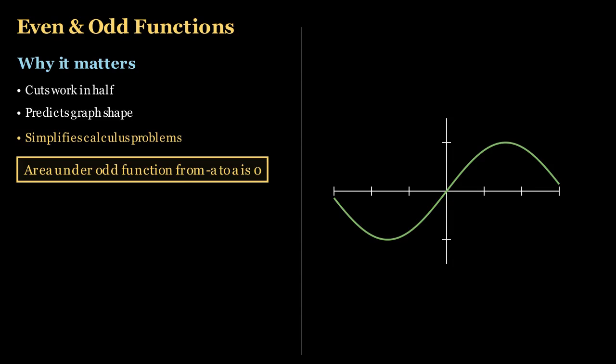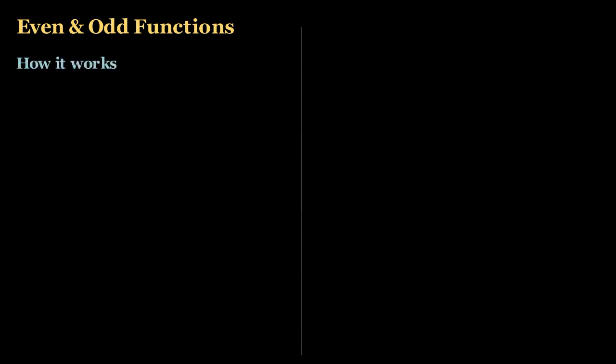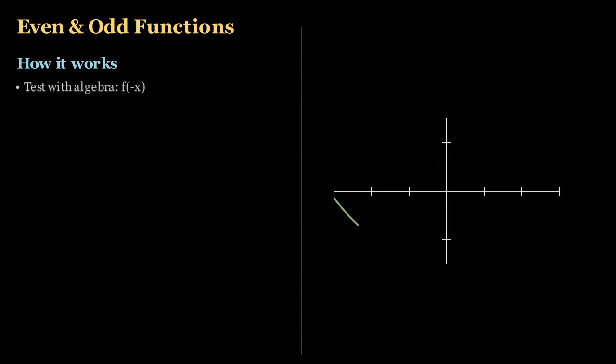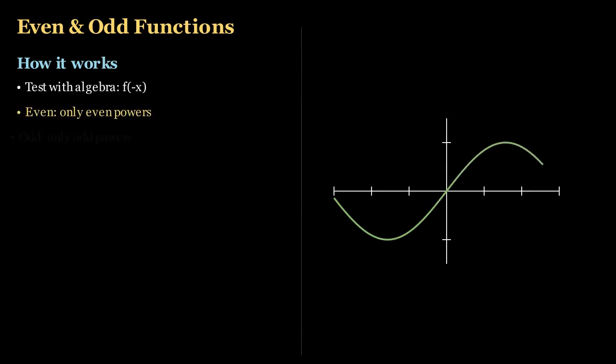So how do we figure out if a function is even or odd without a graph? We test it with algebra. Take the function and replace every x with a -x. Then, simplify. If you get the exact original function back, it's even. If you get the exact negative of the original function, it's odd. A quick trick for polynomials is to look at the powers.